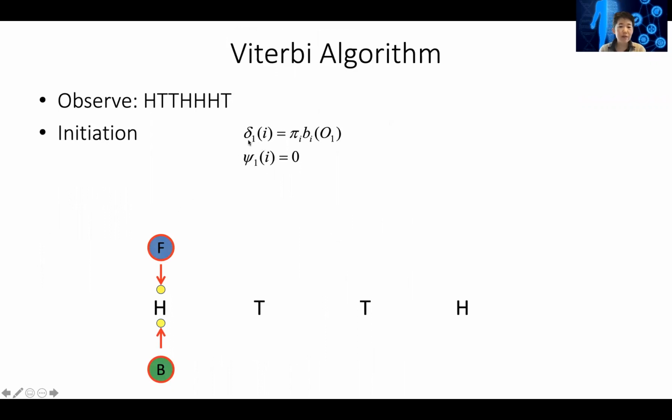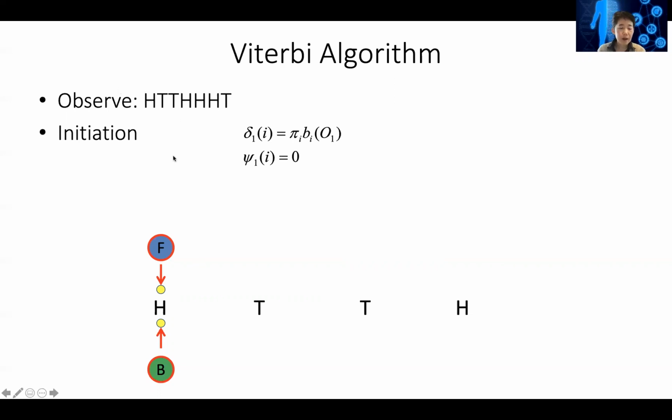So instead of keeping track of alpha and beta numbers, here we're using a delta number and a psi number. The delta keeps track of the maximum probability of using a fair coin or a particular coin in order to get to this point. The psi is a pointer to keep track of how I got here. I'll show you how to do this.